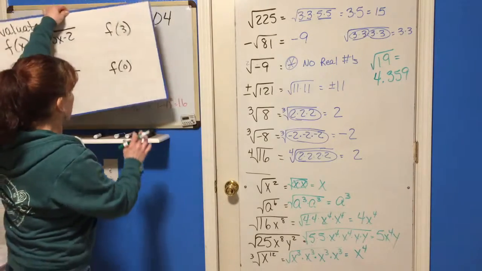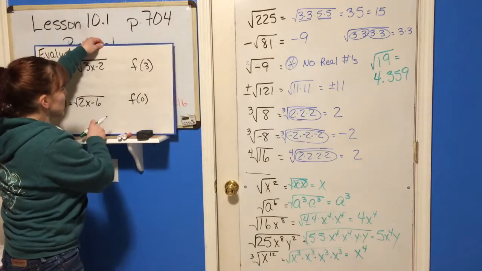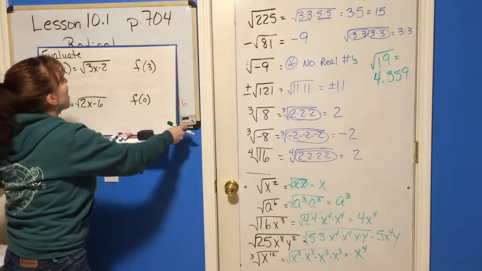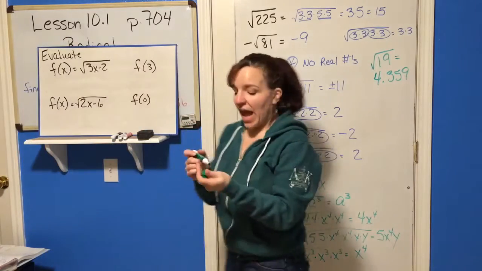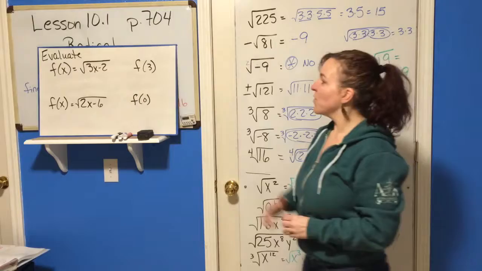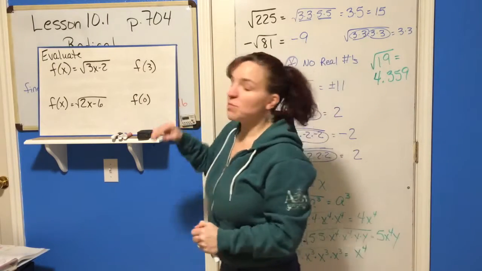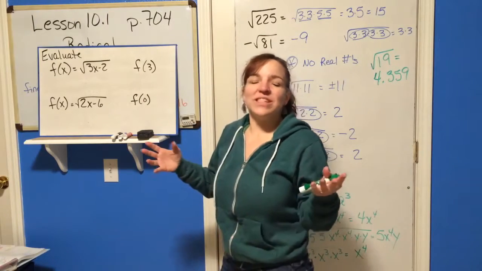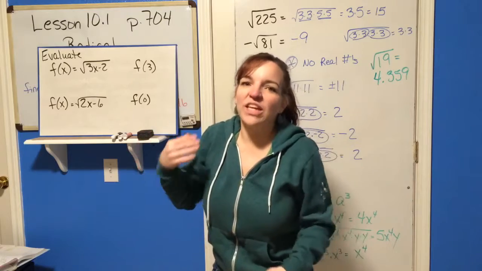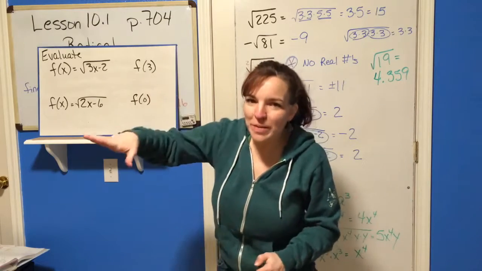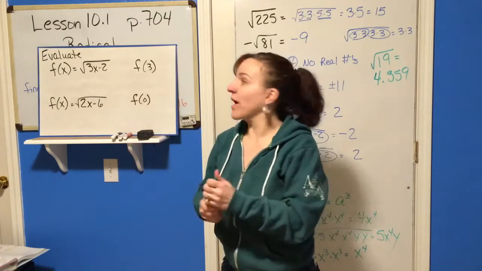Last section is evaluating square roots. And you've evaluated functions before, and so this just is exactly the same thing. They're going to give you a puzzle piece. You put the puzzle piece in, and then you work it out. You work out the problem.